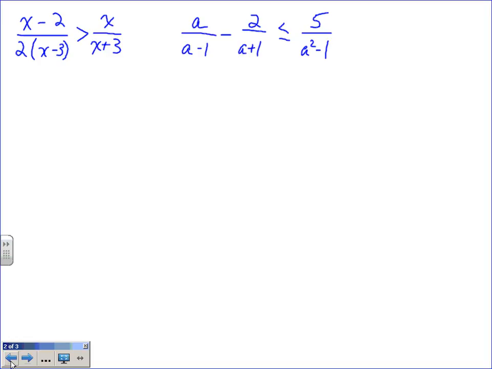All right, let's try a couple more. Number line. Here's my 0. What can I not use? I cannot use 3. So I'm going to put an open circle. What else can I not use? Negative 3. I'm going to put an open circle. No matter what, those are going to be open circles. Now let's solve it. Cross multiply. All right, x minus 2 times x plus 3.